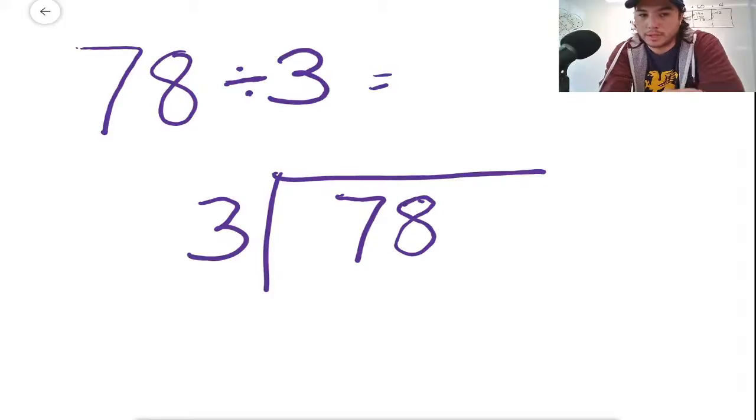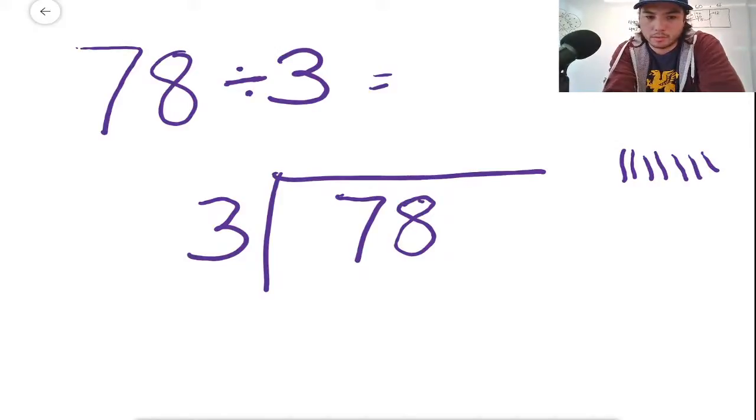Okay, so let's think about 3. How many groups of 3 can we make with 7? If I were to draw it out over here, let's say each of these is one of our 10s. How many groups of 3 can we make? There's a group of 3. There's a group of 3. And we can't make another whole group of 3, and that's okay. So we have 2 groups.